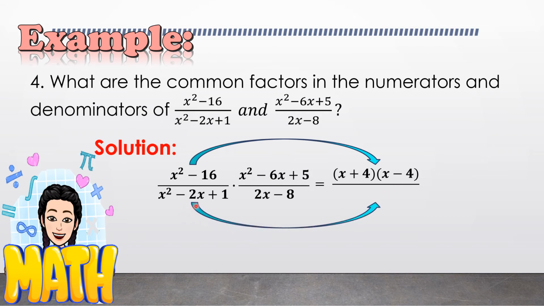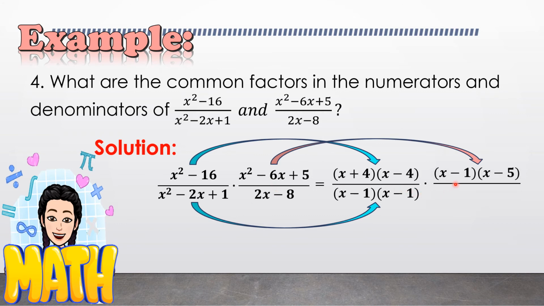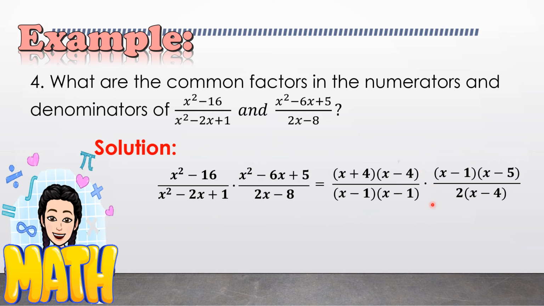Para naman sa x squared minus 2x plus 1, we have x minus 1 times x minus 1 since ito ay perfect square trinomial. For the numerator of the multiplier, we have x minus 1 times x minus 5. At sa denominator naman niya, we have 2 times x minus 4. Since ang kailangan natin is the common factor or the common factors, i-identify lang natin kung ano yung mga common factors sa numerator at denominator.